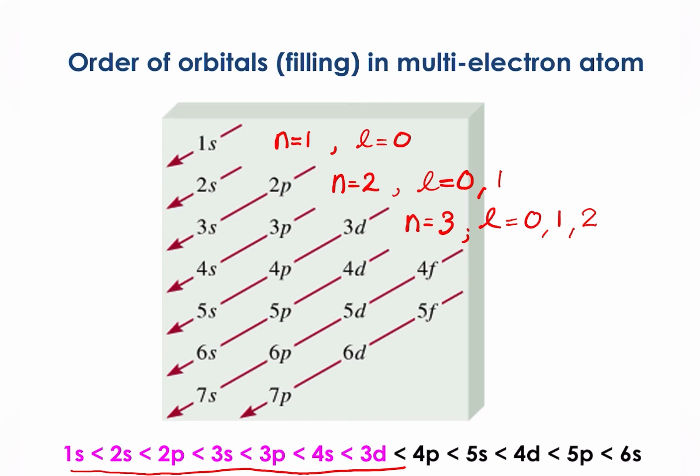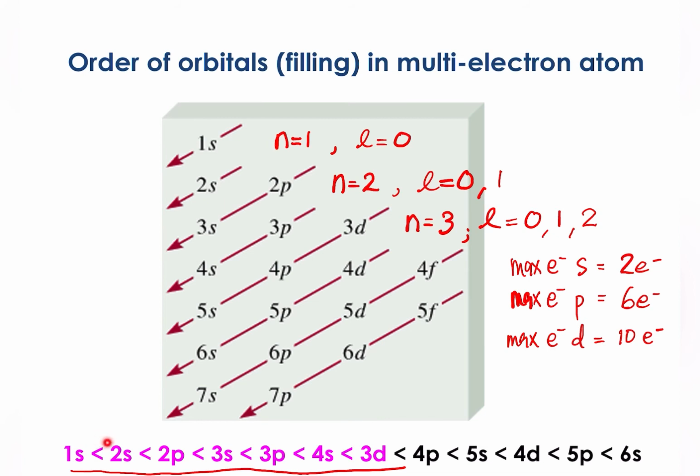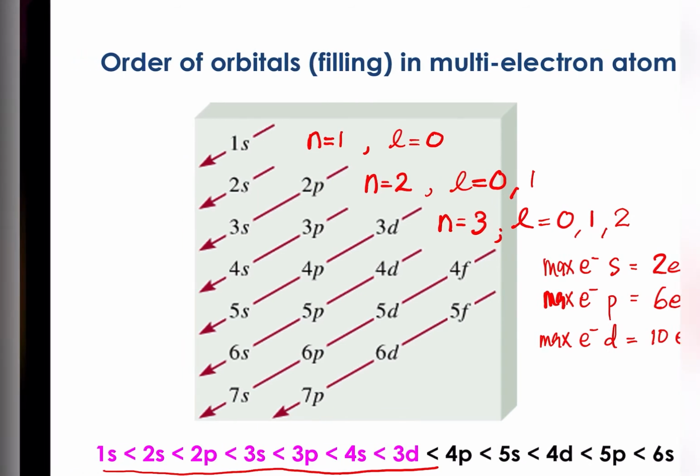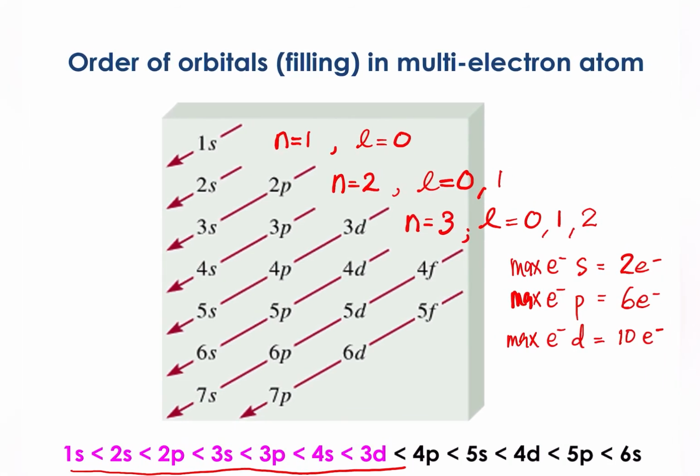Dan ingat, maximum number of electrons for s orbital adalah 2 electrons. Maximum number of electrons for p orbital adalah 6 electrons. And maximum number of d orbital adalah 10 electrons. So, kiranya kalau kita boleh full dan fill in all total 2, 6 and 10, maknanya dia akan move towards another energy level. So, pastikan awak hafal turutan 1s, 2s, 2p, 3s, 3p, 4s, 3d.